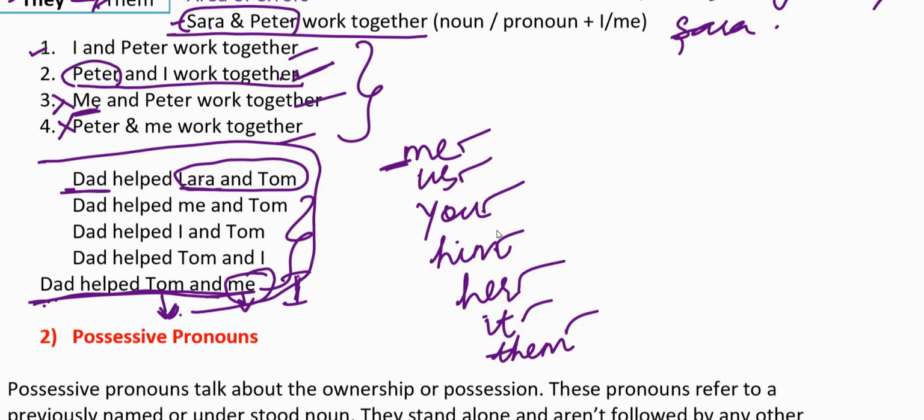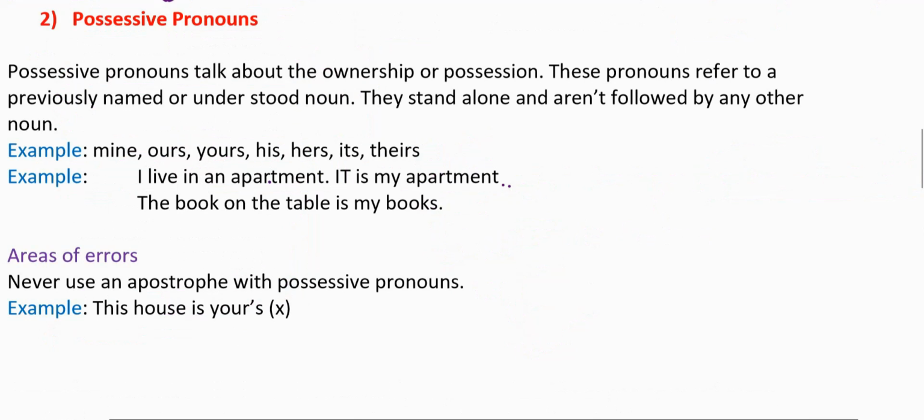I hope you have understood what are subject and object pronouns. Let us look at possessive pronouns now. As the name possessive itself suggests ownership, possessive pronouns talk about ownership or possession. Now they talk about things which belong to a particular person.